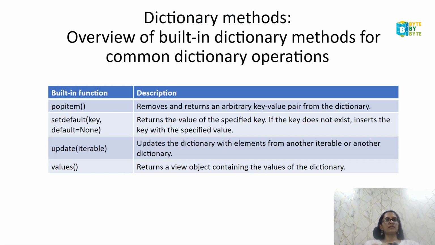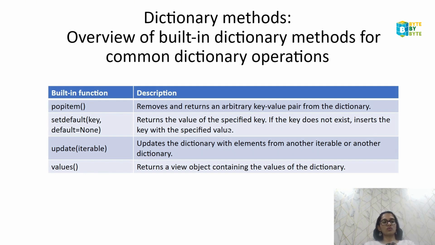Now let's see the next function. The next function is the setdefault function. Setdefault means it returns the value of a specified key, and if the key does not exist, it inserts the key with the specified value. First of all, it returns the value for a specified key. If the key does not exist, then it will insert that particular key with a specified value.